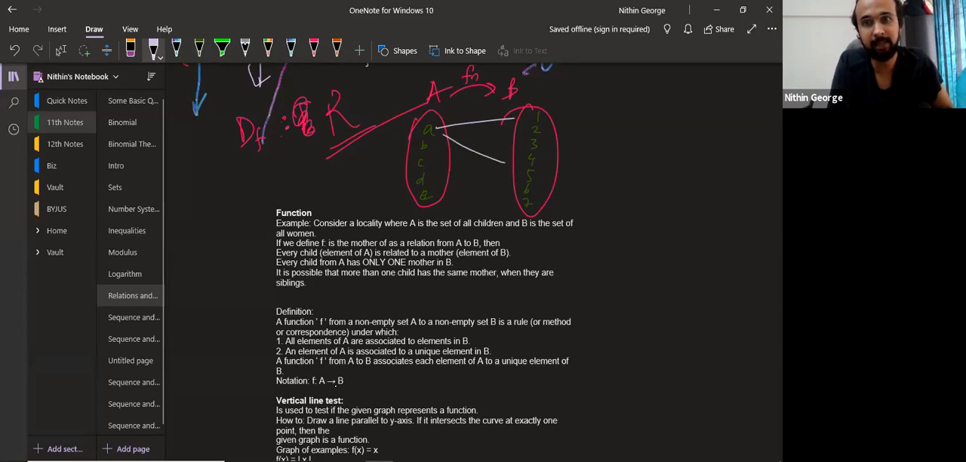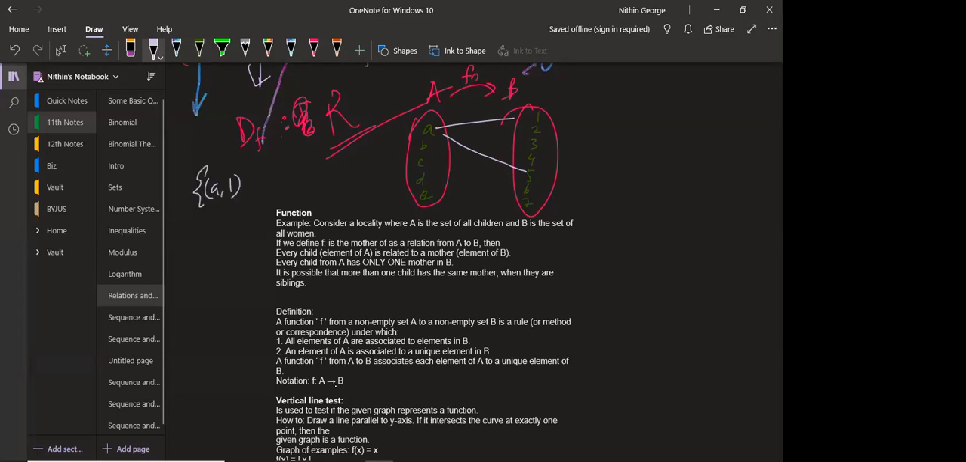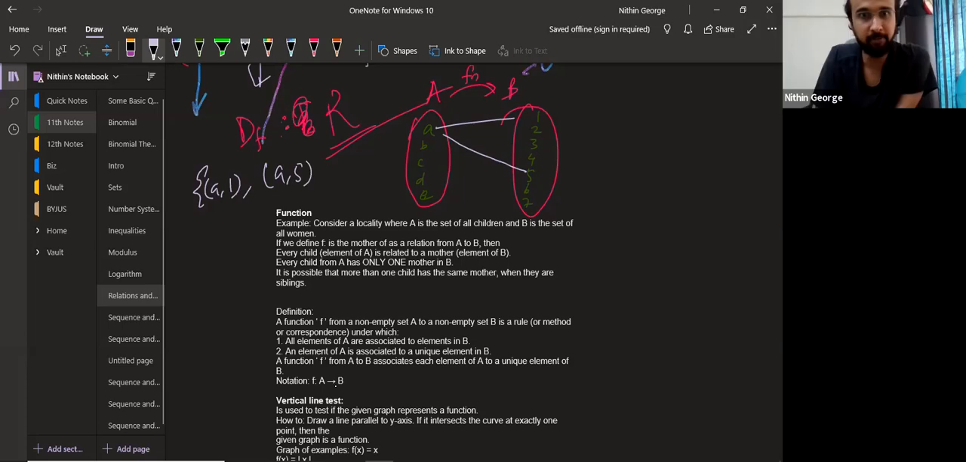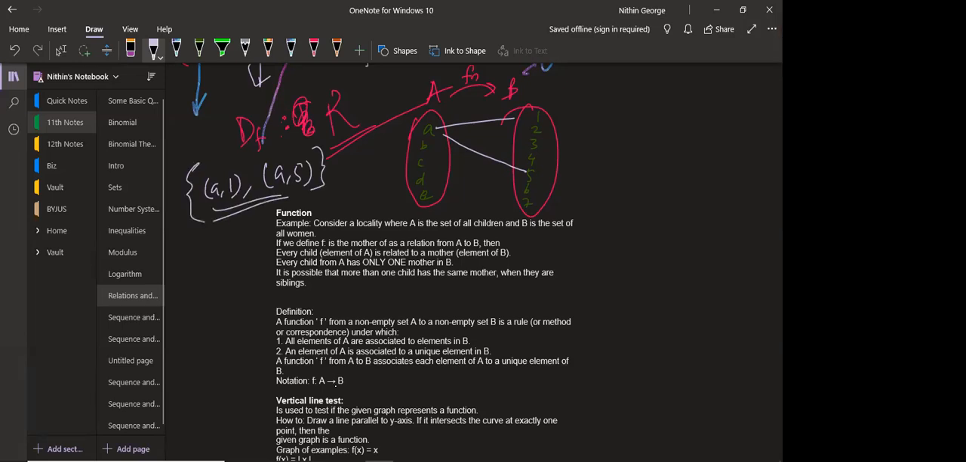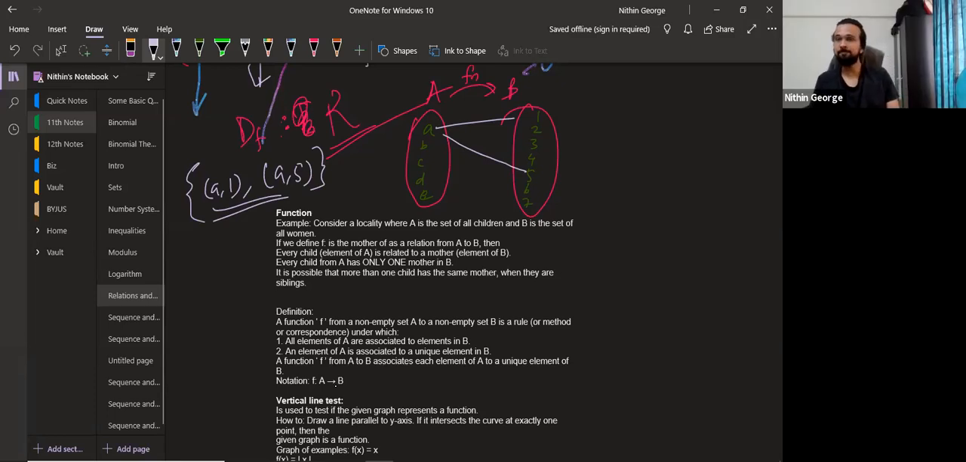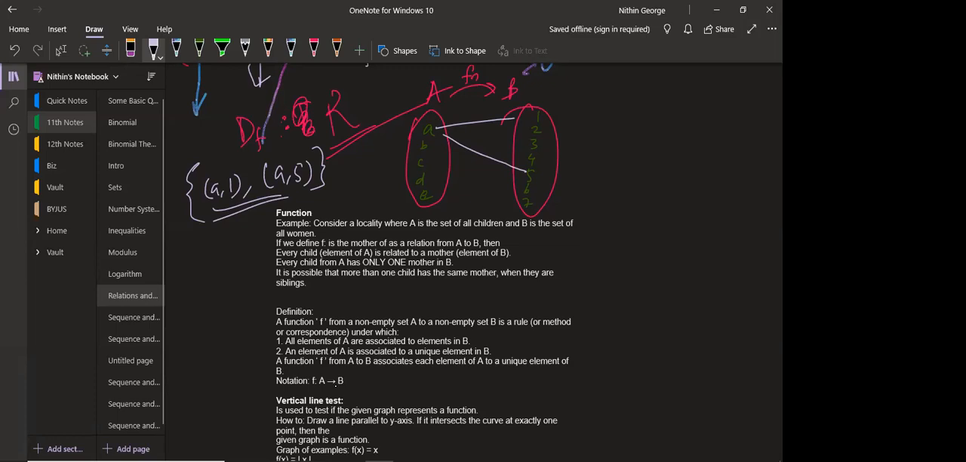Is this a relation? Tell me this. By this, I mean the set of values A, 1 and A, 5. Is this a relation, guys? Yes, sir. Okay, is this a function? No, sir. Why is that the case? Because A cannot be connected to two elements of B. Two images. Correct.